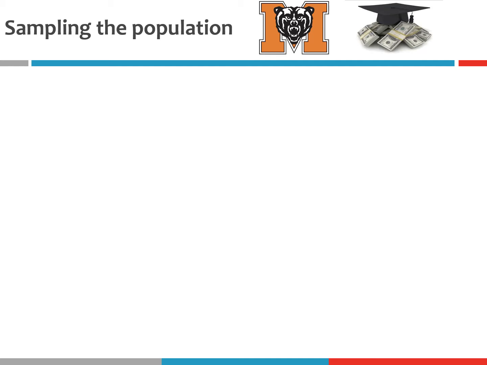So let's suppose you want to learn about how students at Mercer view a proposed tuition increase, right? So in an ideal world, if you had unlimited resources, you might just ask every single student on campus their opinion about the tuition increase, right? And if you were able to gather responses from every single person on Mercer's campus, then you have measured the population.